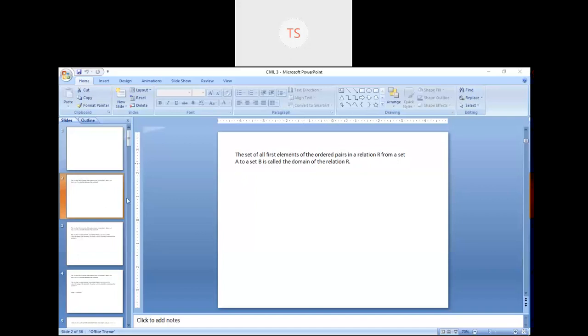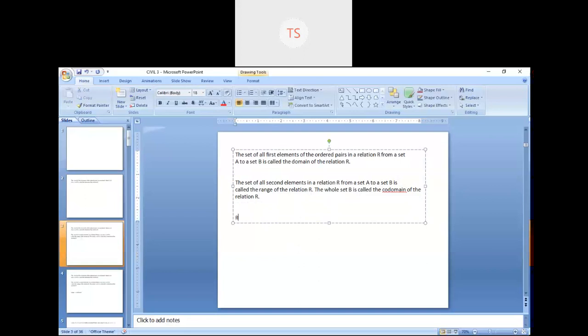So for example, see, this is domain, and the next definition is the set of all the second elements in a relation R from the set A to a set B is called the range of the relation R. Now, for example, suppose you have a relation R equals (1, 2), and the second element is (2, 3). Then you have one more element like (4, 5).